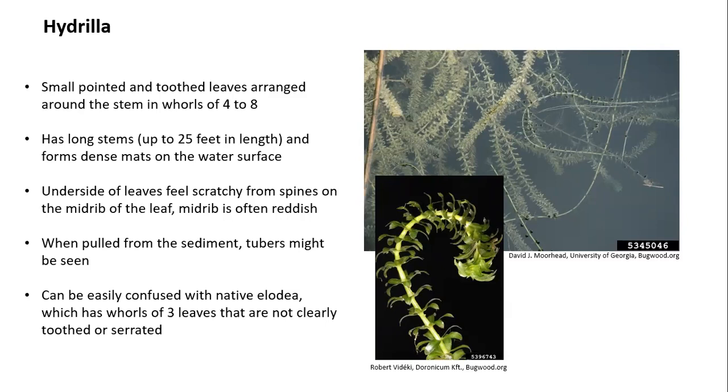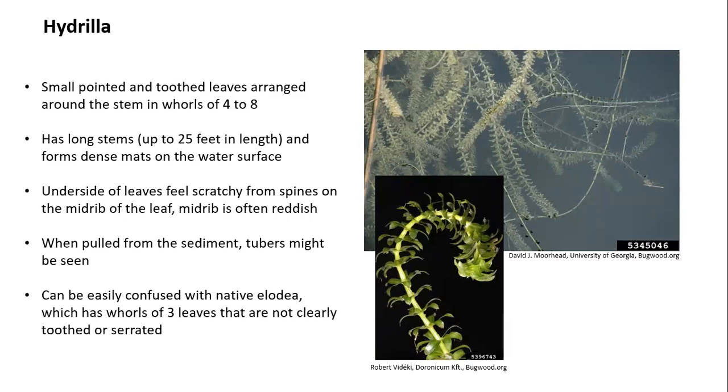The underside of the leaves feel scratchy because they have these little spines on the midrib of the leaf, which you can also see with your hand lens. And then the midrib on Hydrilla is often reddish in color. And when pulled from the sediment, you might be able to see tubers attached to the base of Hydrilla.